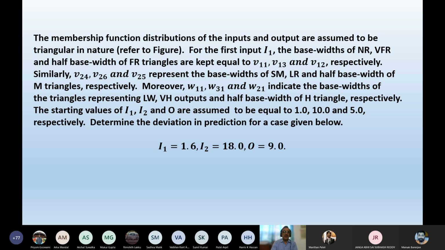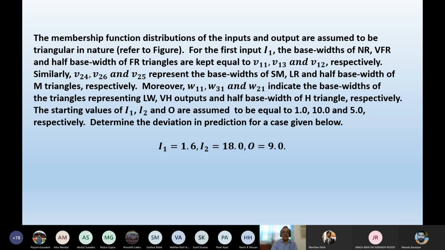Similarly, V24, V26, and V25 represent the base width of small, large, and half base width of medium triangles respectively. Moreover, W11, W31, and W21 indicate the base width of the triangles representing low and very high outputs and half base width of high triangle respectively. The starting values of I1, I2, and O are assumed to be equal to 1.0, 10.0, and 5.0 respectively.